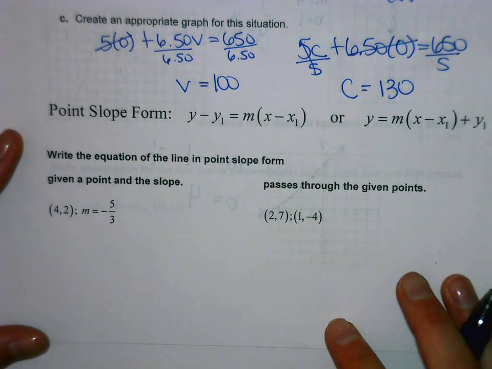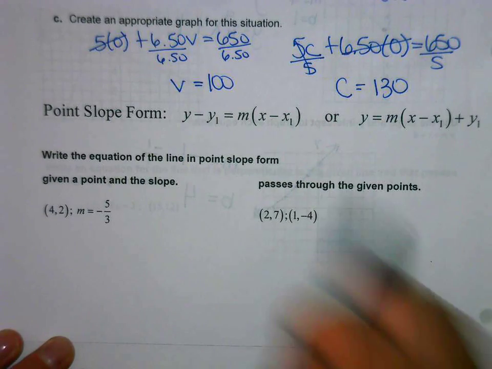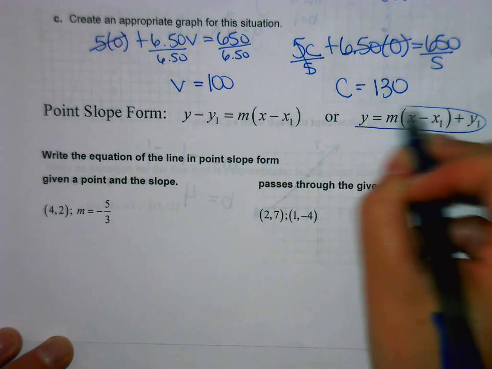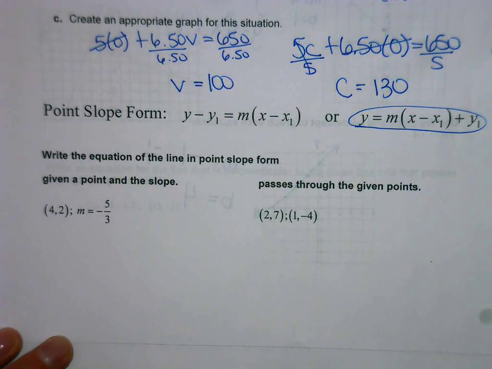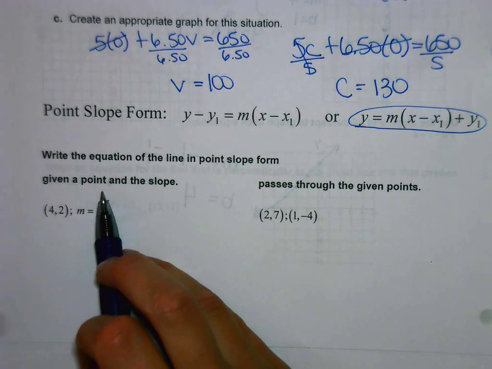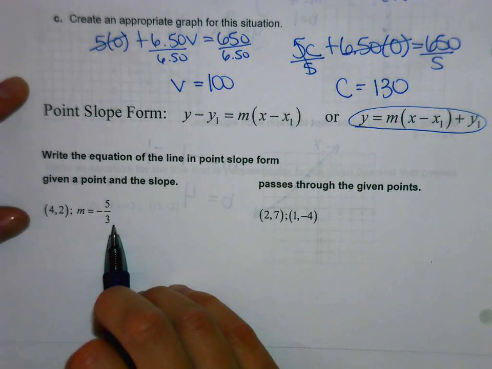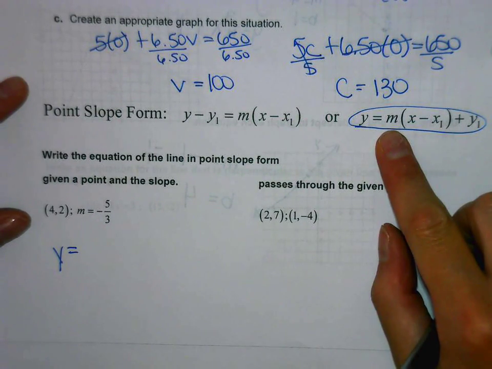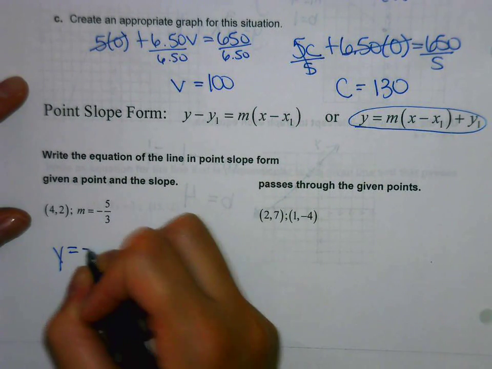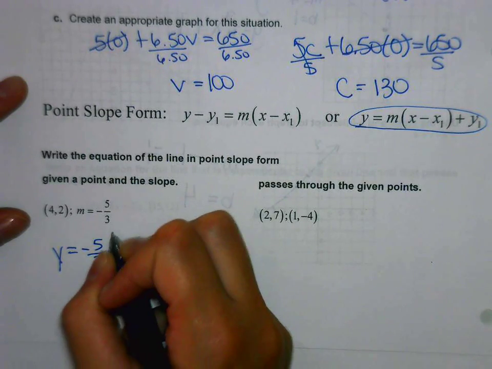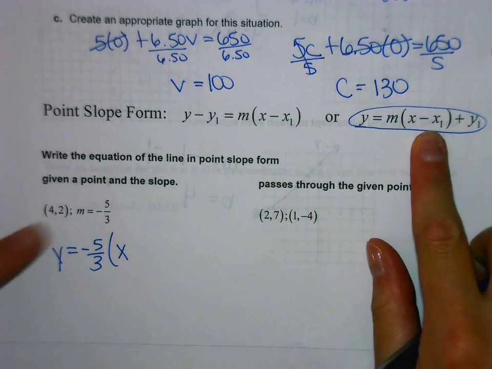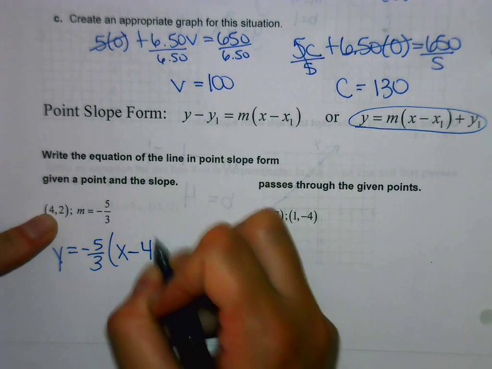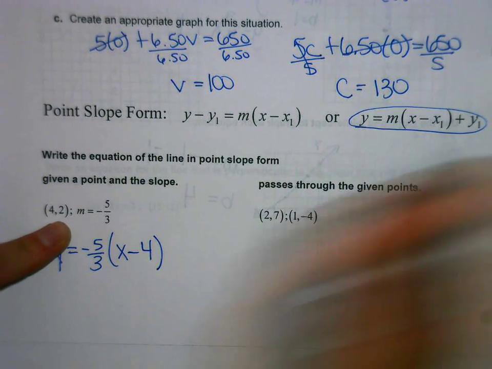Now let's take a look at point slope form. We're mostly going to focus on this formula here. We want to write the equation in point slope form given this information. So we have y equals, m we know stands for slope, and m is -5/3, times x. Our x value is a positive 4, so we're subtracting 4, and we're adding our 2.